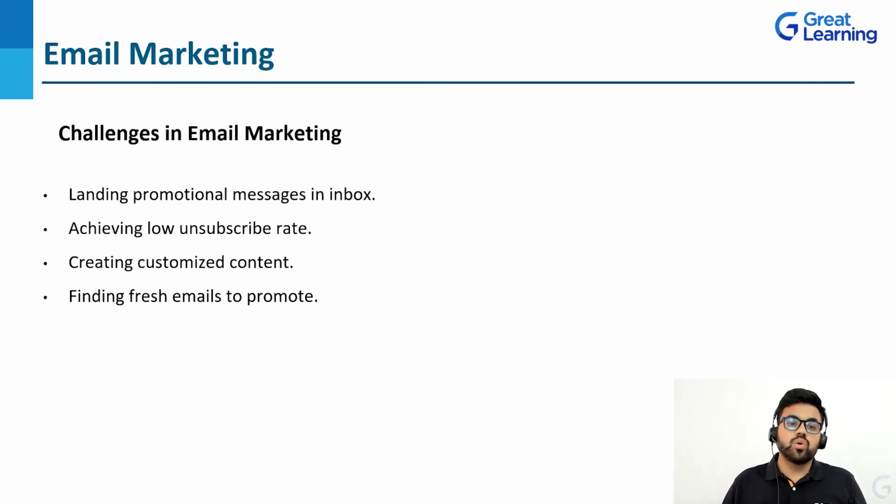Second is achieving a low unsubscribe rate. No company wants the customers to click on the unsubscribe button that I just showed you, which means that they no longer can have a connection with the customer. This is always a constant worry for digital marketers, to make sure that most of the people don't click on that unsubscribe button. Then it's creating customized content. Now, this is a very heavy process. It needs a lot of algorithms, a lot of data analytics and marketing analytics involved. So that is also a thing.